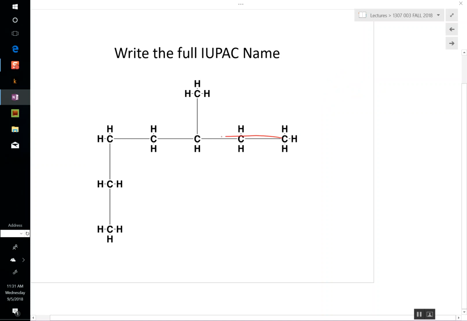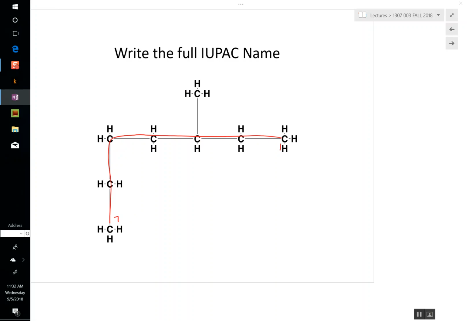We decided that this is here. This was 1. This is 7. It's heptane. Sorry about that. 2, 3, 4, 5, 6, 7. So this is heptane. We got a methyl group on the 3 carbon. So it's going to be 3-methyl heptane. We don't have to worry about alphabetizing. There's only one substituent here.